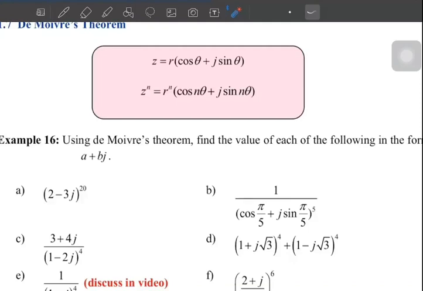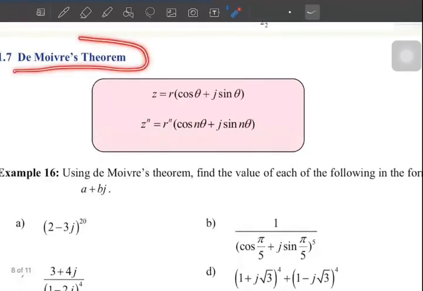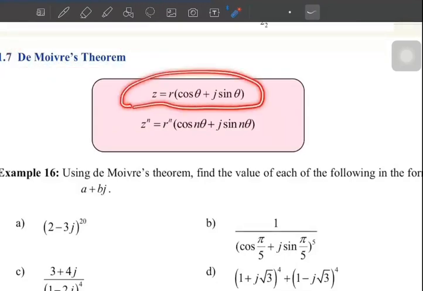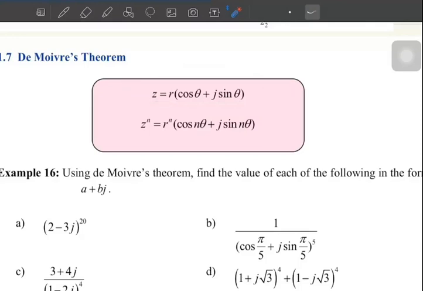Okay, so before you want to use this theorem, Z yang awak ada mesti dalam bentuk polar form. So if you are given bukan dalam bentuk polar form, you need to express in polar form first. Then only this De Moivre's theorem works. Okay, so that Z to the power of N is equals to R to the power of N cos N theta. Maksudnya you kena darabkan dululah N ni dengan theta, plus J sin N theta. Okay, syarat dia Z tu mesti dalam polar form dulu. Betul lah, mesti dalam polar form.